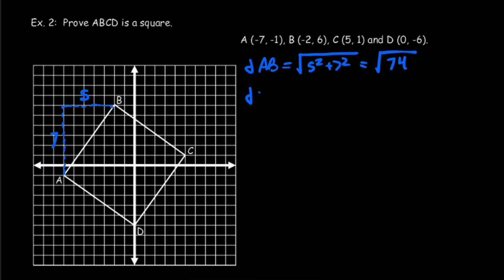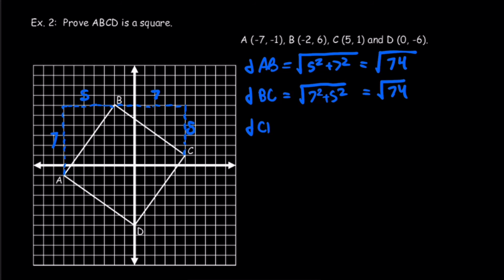Next, let's do distance from B to C. I know the numbers should be the same, but we have to write it down. We have to show it. So this time delta x is 1, 2, 3, 4, 5, 6, 7, and delta y is 1, 2, 3, 4, 5. So 7 squared plus 5 squared. Again, it doesn't matter what order you put those in. That gives me square root 74.